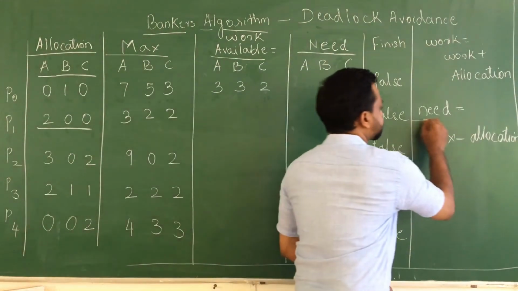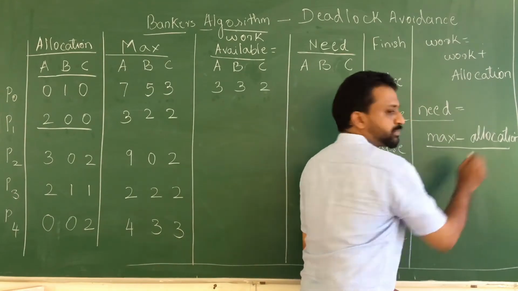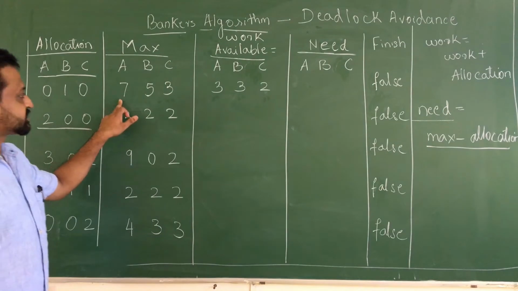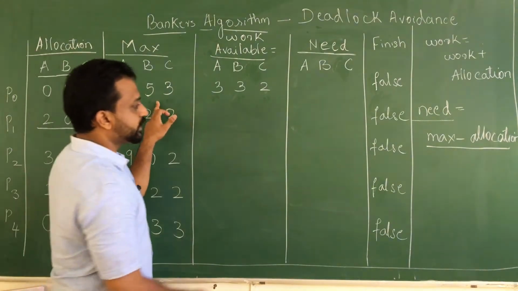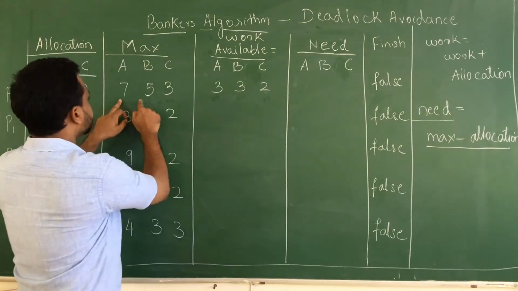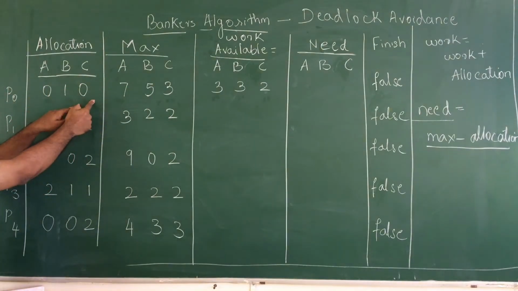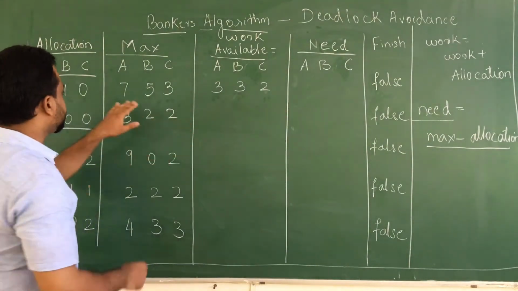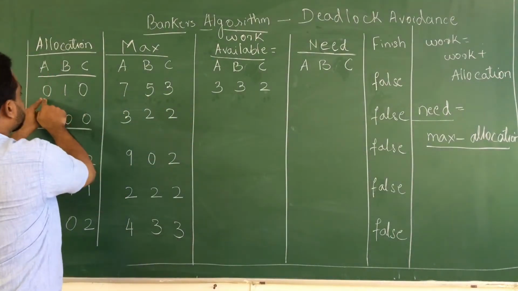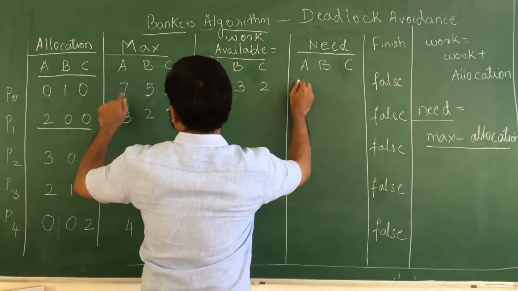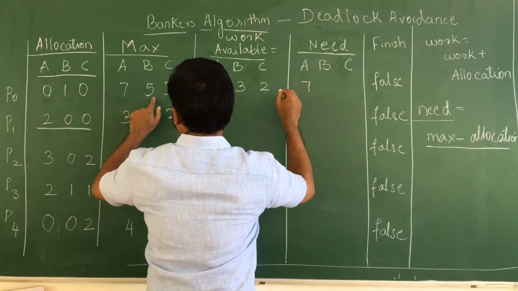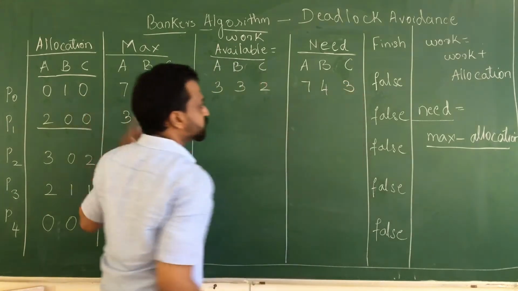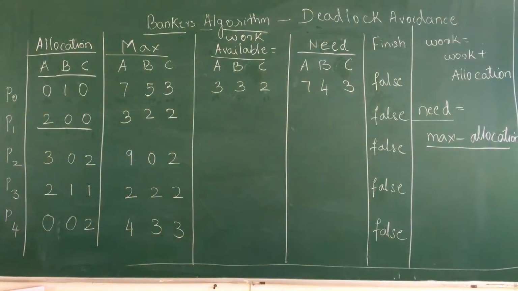Need is calculated like this: Need equals Max minus Allocation. Max for process P0 is 753. We calculate the Need array by taking 753 minus 010. So we subtract Allocation from Max to get Need. Here 7 minus 0 becomes 7, 5 minus 1 becomes 4, 3 minus 0 becomes 3. This is how we calculate the Need.